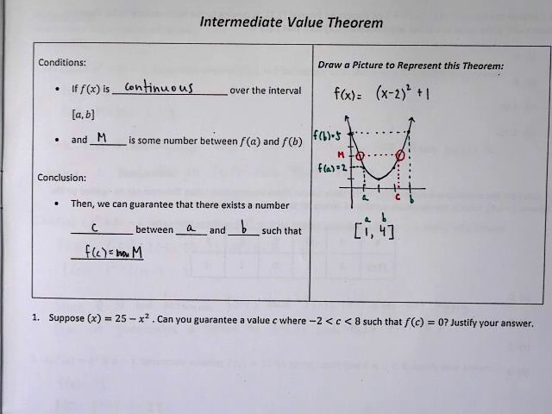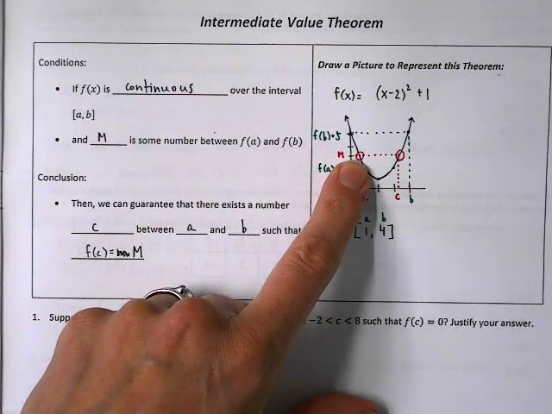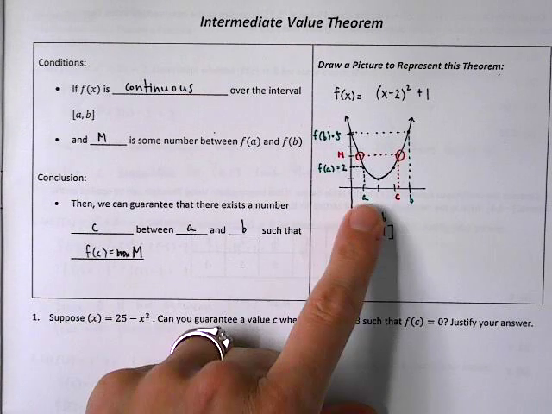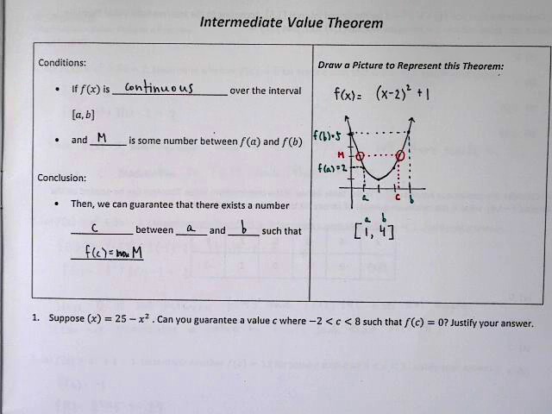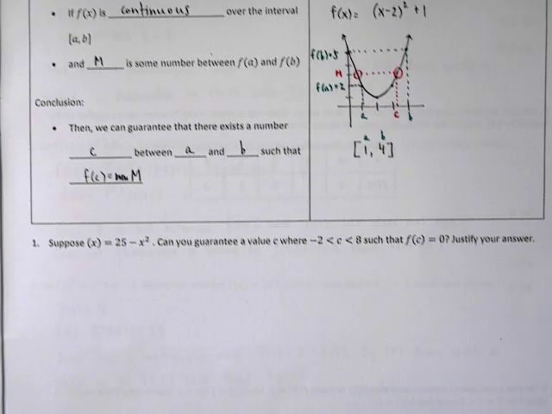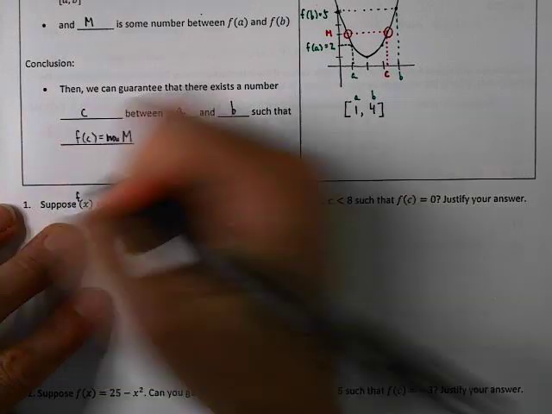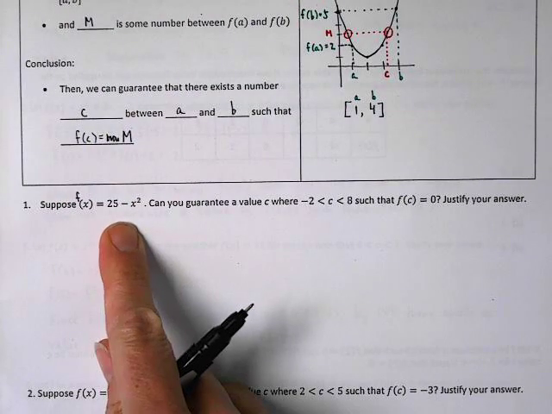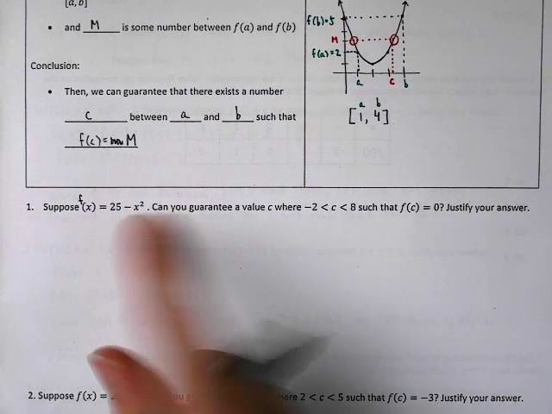Now, if you're still feeling lost, that's okay. Kind of hang in there. I'm sure we'll have to have a lot of discussions around this, but let's look at some problems now. Again, the big idea is that we're just guaranteeing that our function takes on a given value somewhere in between the interval that we're looking at. All right, so let's take a look at a problem. Our first problem says, suppose, this should say f of x equals 25 minus x squared. Now we know that's a parabola that's facing down, so we know that's a continuous function.